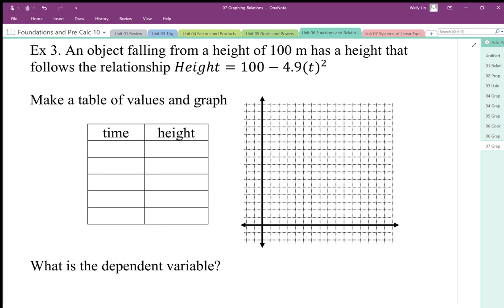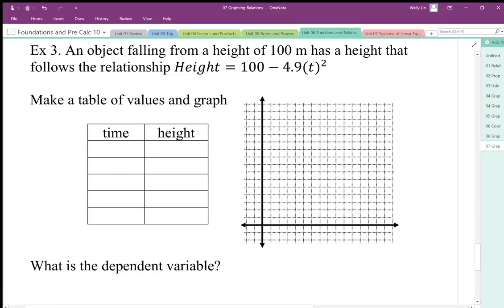So in this problem, the relationship is the height of an object versus time. As something falls, we know that it's going to be speeding up as it falls. So the height is based on how long something's been falling for, and we would expect this falling object to follow an arc. That arc is actually called a parabola.